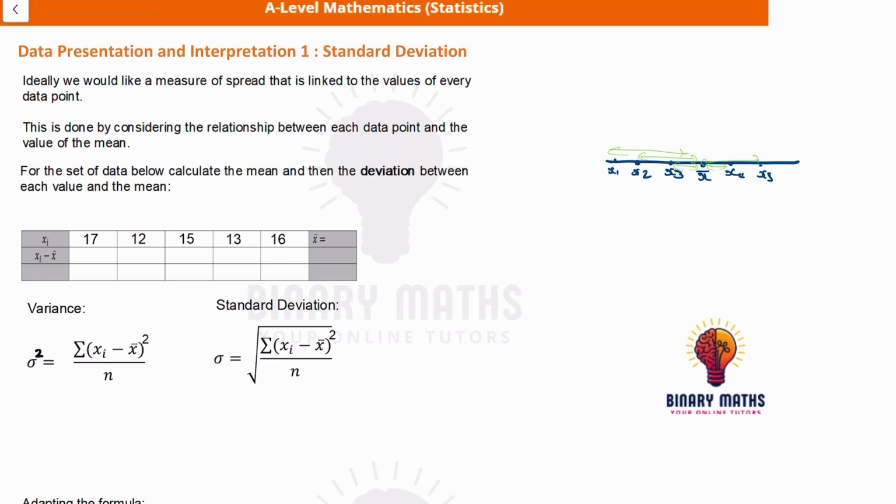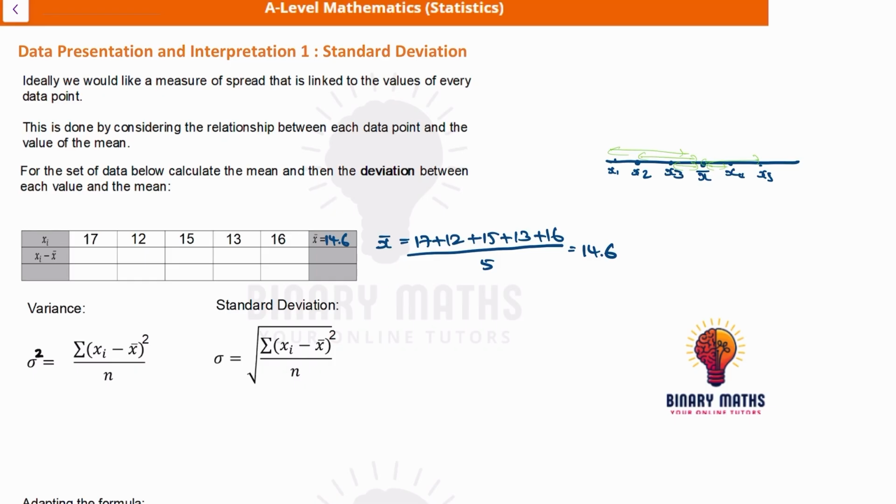So for the set of data below, calculate the mean and then the deviation between each value and the mean. The first thing I need to work out is x bar, which is the mean. So x bar will be equal to 17 plus 12 plus 15 plus 13 plus 16 divided by 5, which is equal to 14.6. So x bar is equal to 14.6. Next, we need to find the deviation between each value and the mean, that means the difference between each value and the mean.